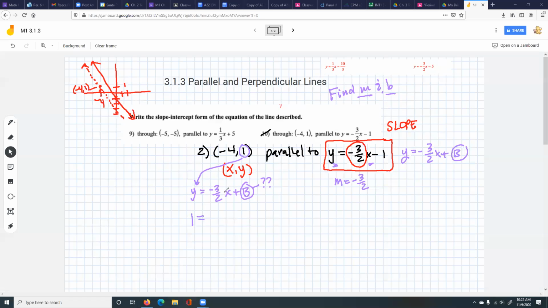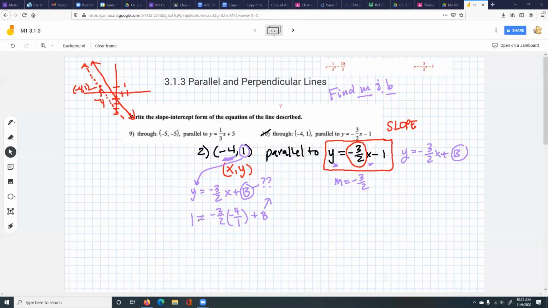1 equals -3/2 times my x value. My x value happens to be -4. Since this is a fraction, let's make that a fraction by putting a 1 underneath it, okay? Plus b. Our job is to find b, right? This is what we're looking for. So we need to multiply this and then bring it over here to solve for b. Well, again, you multiply straight across.